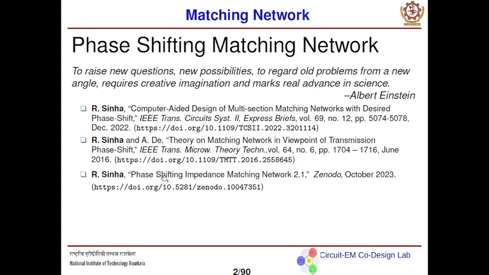And this is a software which I have developed. Using this software, one can easily design a desired phase shift impedance matching network for desired load and source impedance. This software is freely available on Zenodo, and it can be downloaded by anyone, who can then directly use that concept and design their own desired phase shift impedance matching network.